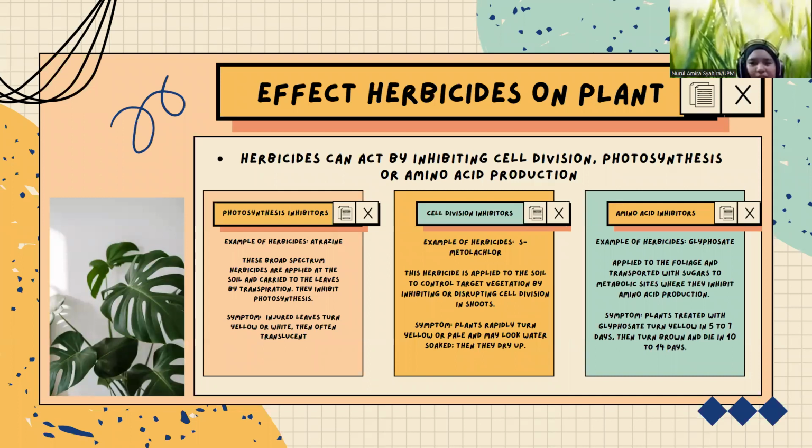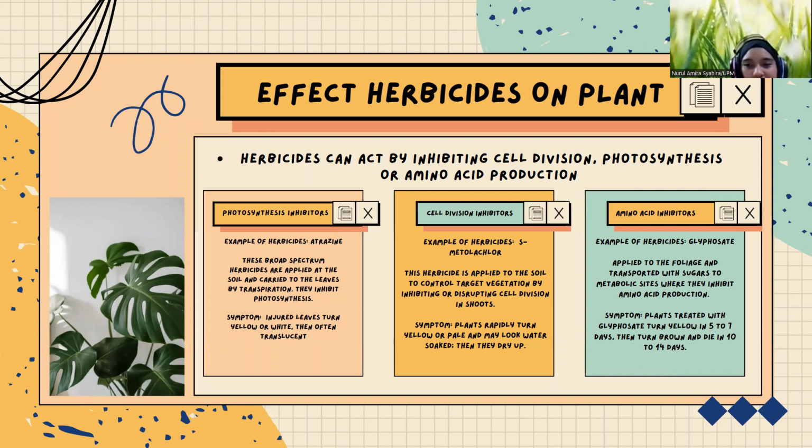Next, herbicides can act by inhibiting cell division, photosynthesis, or amino acid production. For photosynthesis inhibitors, herbicides are applied at the soil and carried to the leaf by transpiration. For example, atrazine: if the use of atrazine exceeds the prescribed dosage, then it will inhibit the process of photosynthesis. The symptom is that injured leaves turn yellow or white, then often translucent.